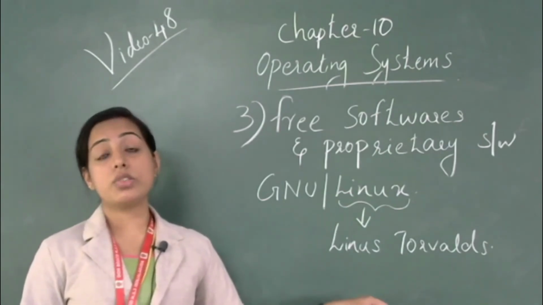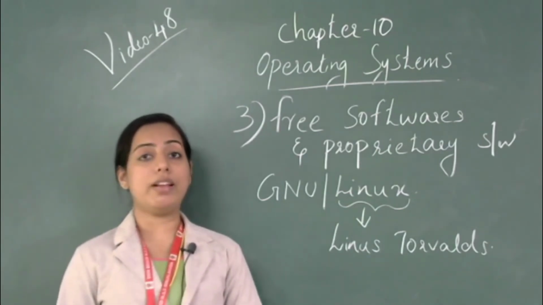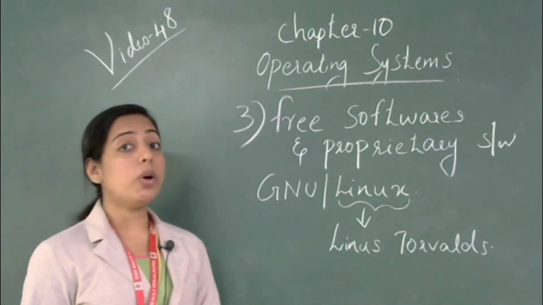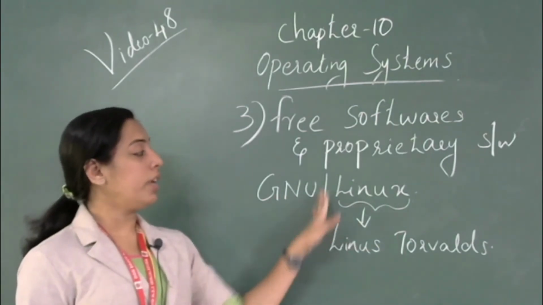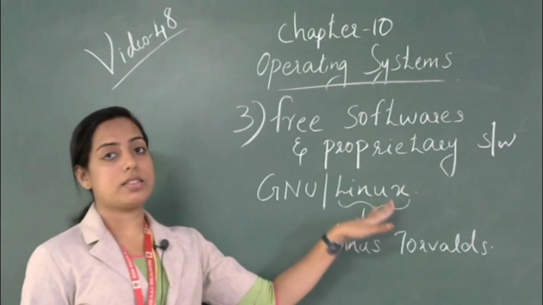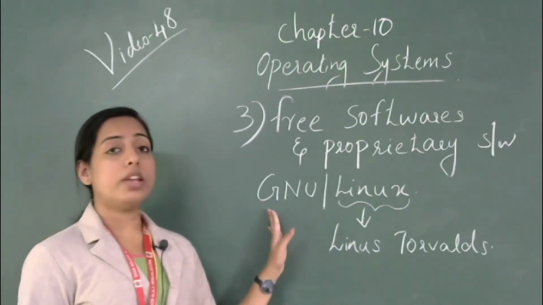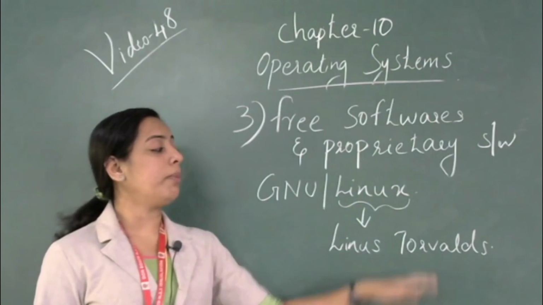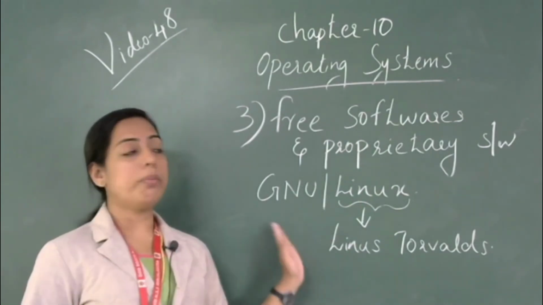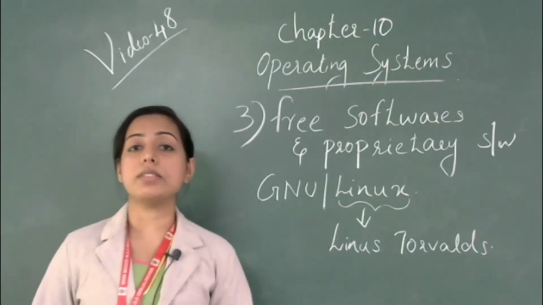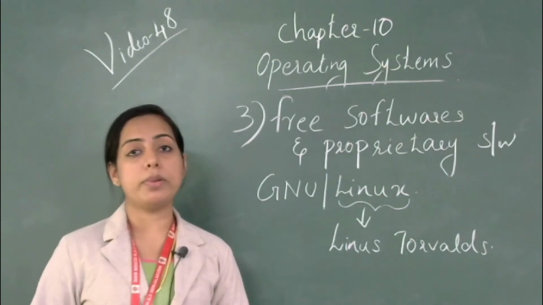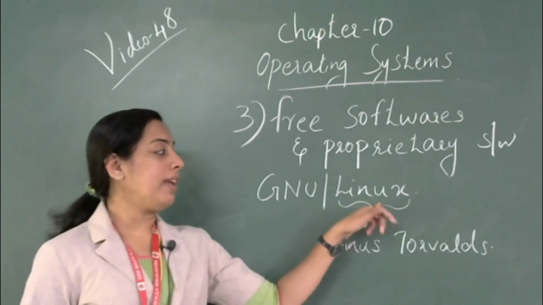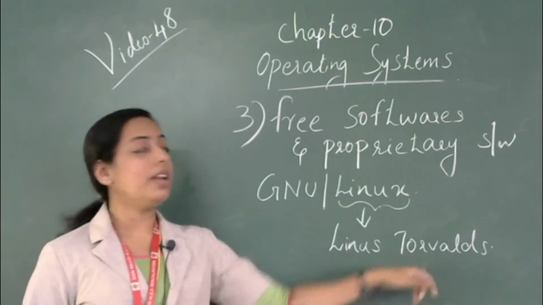He is a student of Helsinki University in Finland. He wrote the kernel program Linux. That's why the operating system got its name GNU slash Linux. Linux is its kernel and GNU is the operating system, and the kernel program was written by Linus Torvalds, and both were built by different persons. So study the names of those persons. The operating system was built by Richard Matthew Stallman and the Linux kernel program was built by Linus Torvalds.